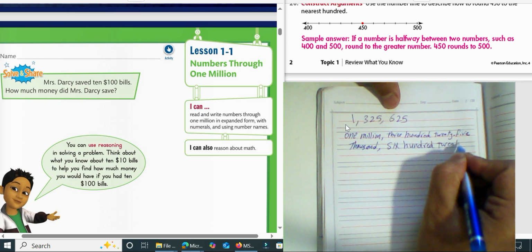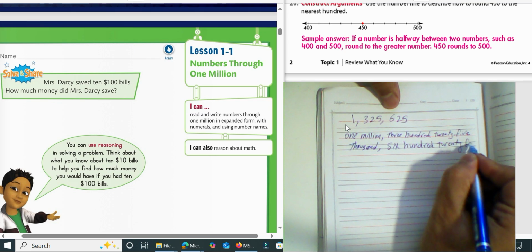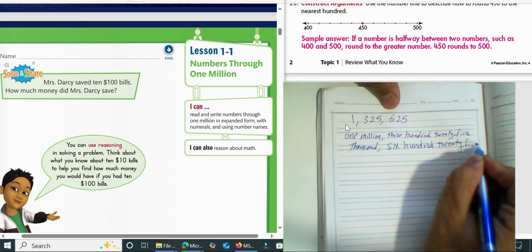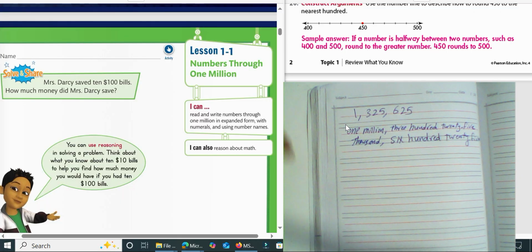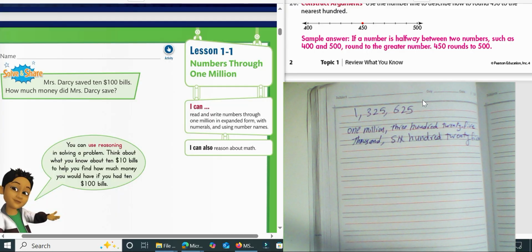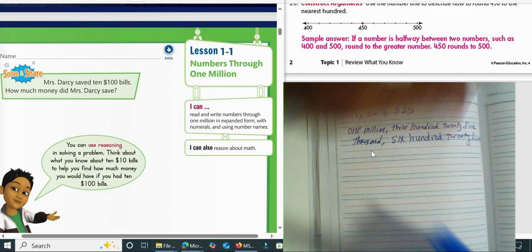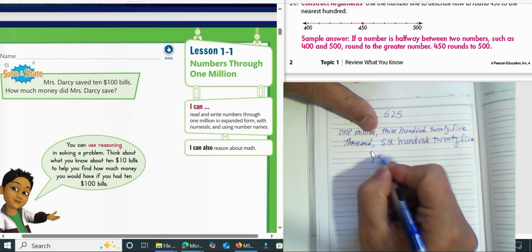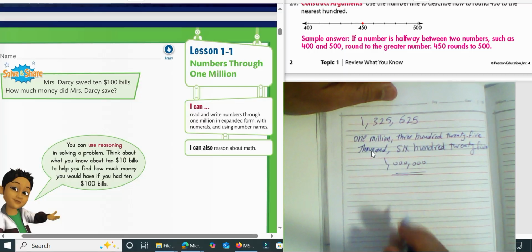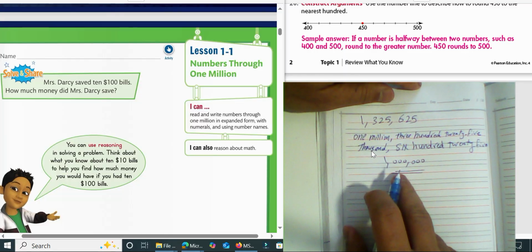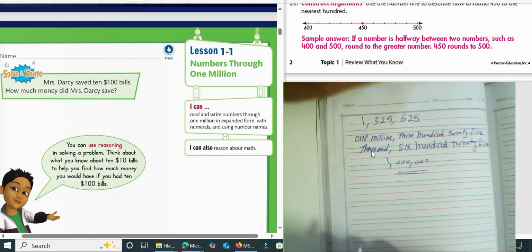625. Okay, 1,325,625. You can write this number. We have 7 digits. We know 1 million is the smallest number that contains 7 digits. We call it 1 million, the smallest number of 7 digits: 6 zeros and 1. 1 million.